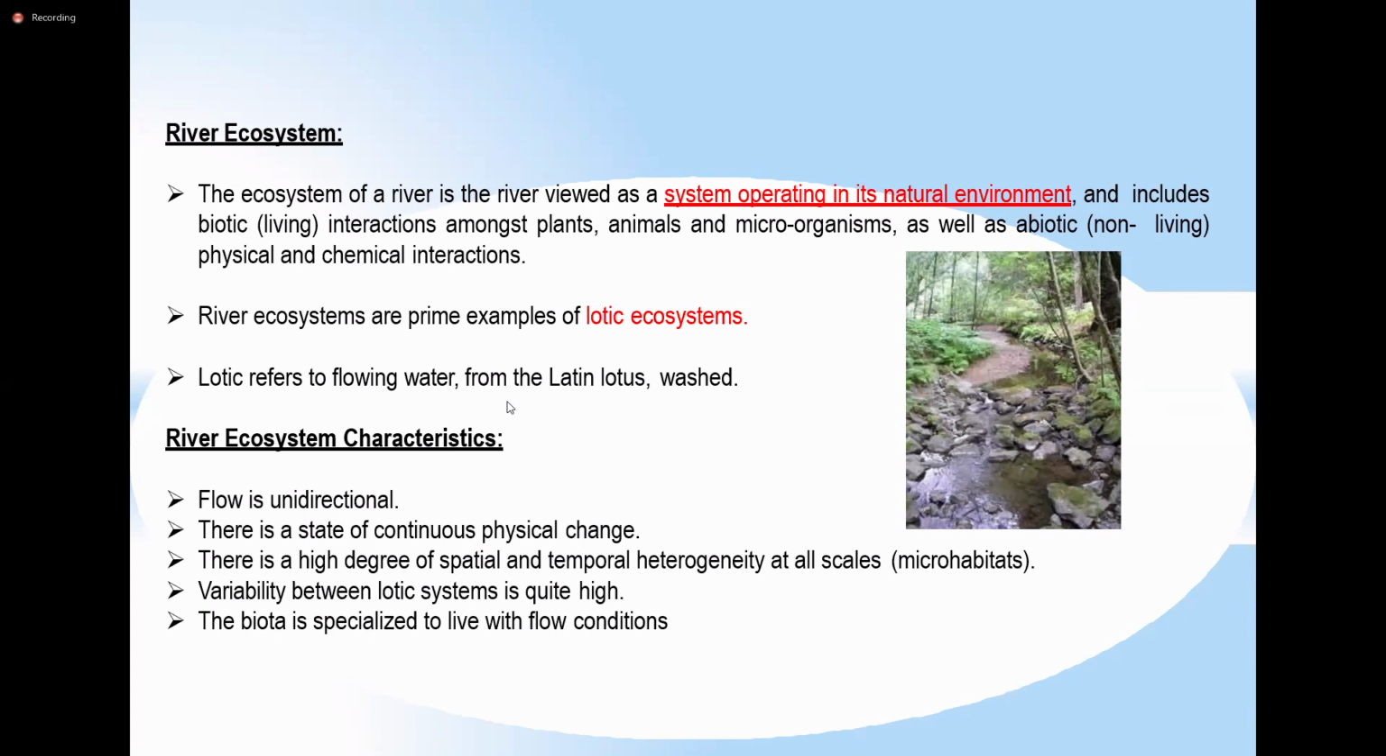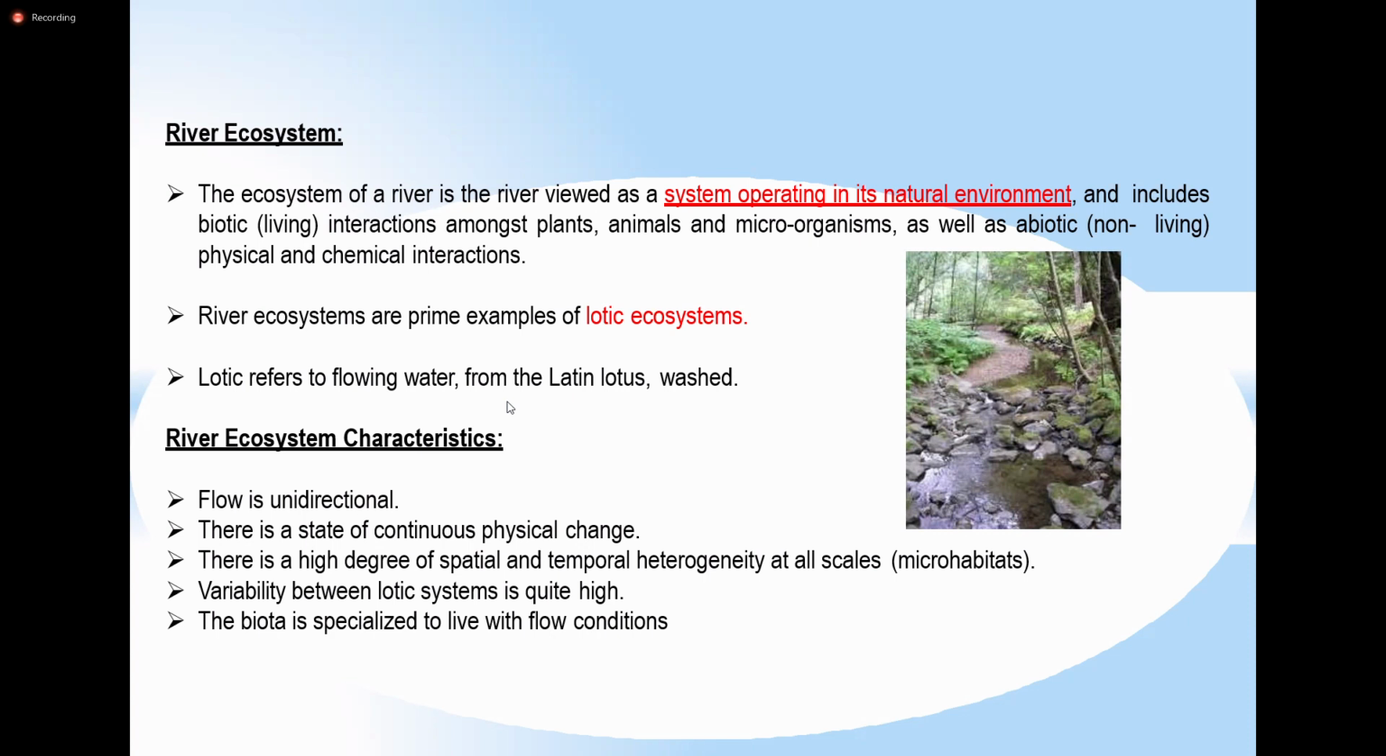River ecosystems are prime examples of lotic ecosystem. Lotic refers to flowing water. It's not stagnant water like a pond or lake. Okay. From the Latin word lotus, it has been derived as lotic.